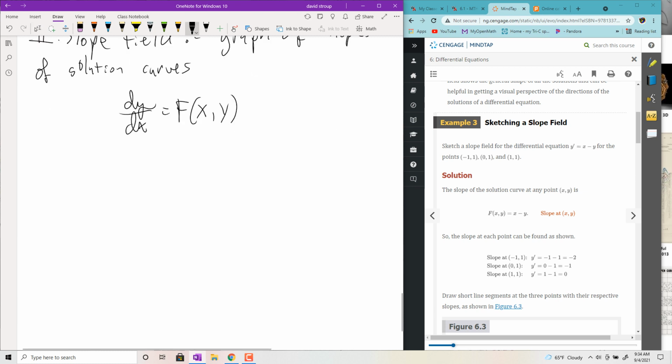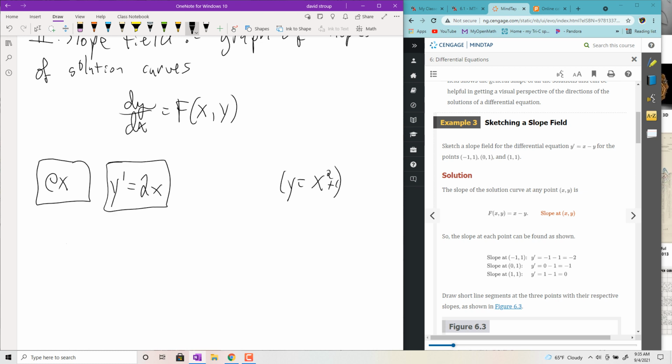Okay. Let's look at example 3 and get a slope field for, well, actually, maybe even better than example 3, let me do one of my impromptu examples. So the example we know a solution to, y prime equals 2x. We know the solution to that is x squared plus c.